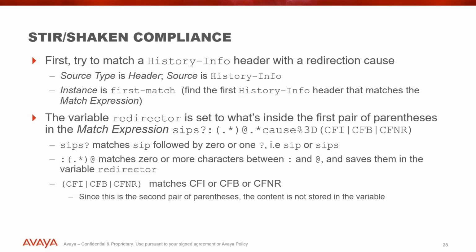The variable redirector is going to be set to whatever is inside the first pair of parentheses in the match expression. My match expression is SIP-S question mark, so that's going to match either SIP or SIP-S, colon, then we've got dot star in parentheses. That's going to be the digit string that I want to put in the variable, followed by @ then dot star, so any string of characters, until I hit cause, %3D, and then one of CFI, CFB, or CFNR. If I match all of this, then I'm going to populate the variable redirector with the digit string.